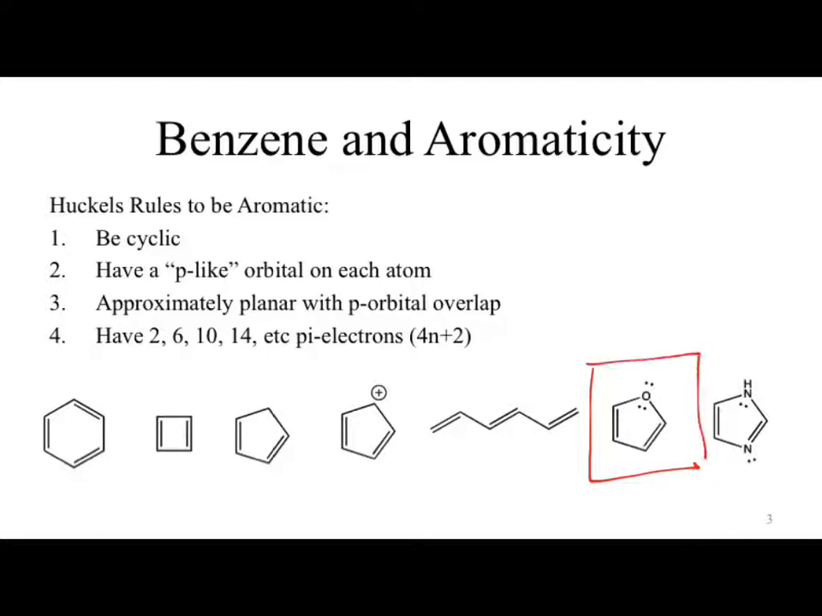Okay, how about our next structure? This is one that gets weird. Is it cyclic? Yes. P-like orbital on each atom. Here's where it gets dicey. Yeah, oxygen is the sp3, isn't it? It's sp3 hybridized, which would mean no p orbital. So we could jump to the conclusion that no, it's not cyclic. And you have resonance. However, we're wrong because we do have resonance in this case.